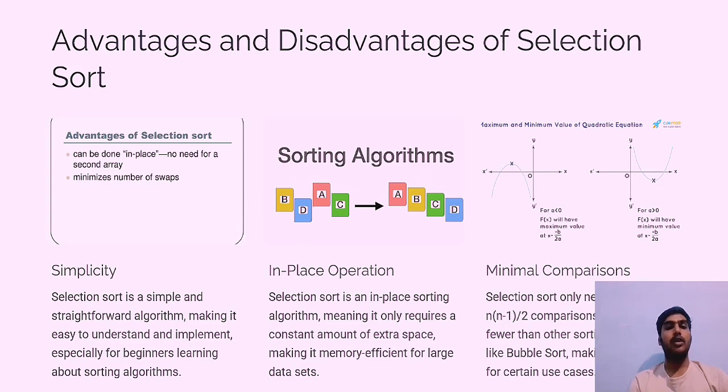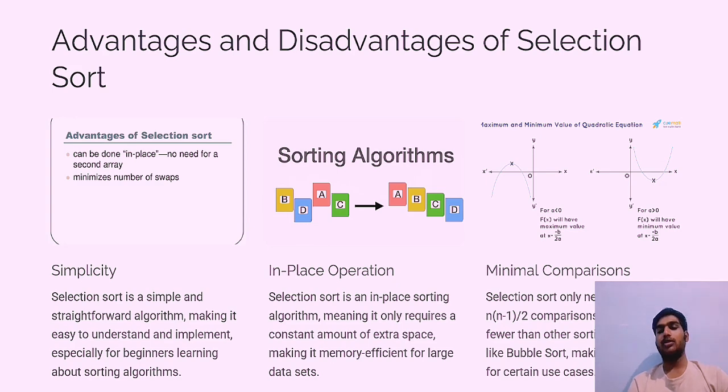Let's look at the advantages and disadvantages of selection sort. Advantages of selection sort: simplicity. Selection sort is a simple and straightforward algorithm, making it easy to understand and implement, especially for beginners learning about sorting algorithms. Alphabets will start from A, B, C, D, and likewise it will sort A, B, C, D. In-place operations: selection sort is an in-place sorting algorithm, meaning it only requires a constant amount of extra space, making it memory efficient for large data sets.